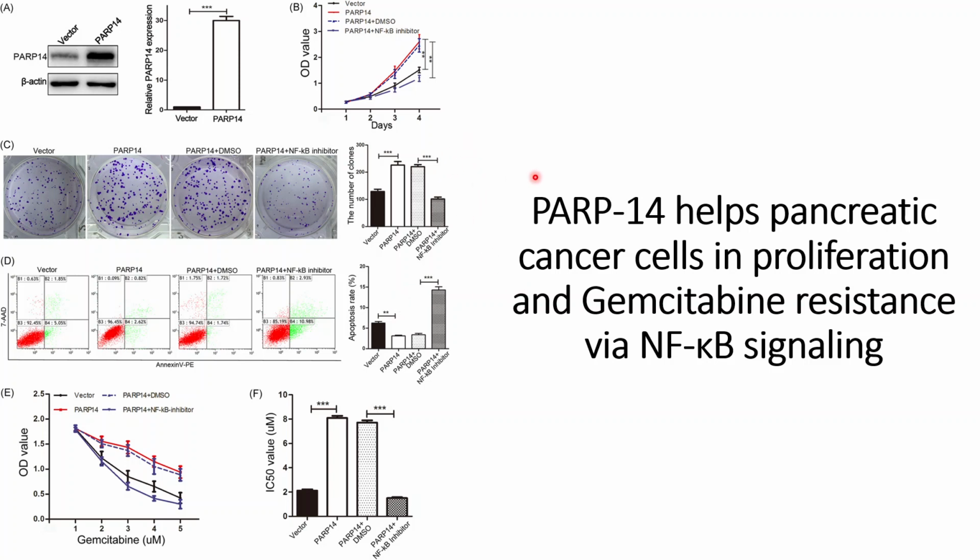In this video, we will discuss how PARP-14 helps pancreatic cancer cells in proliferation and also helps them get resistance against gemcitabine via NF-kappa B signaling. So we will discuss how they came to these conclusions through the experimental results presented in this figure.